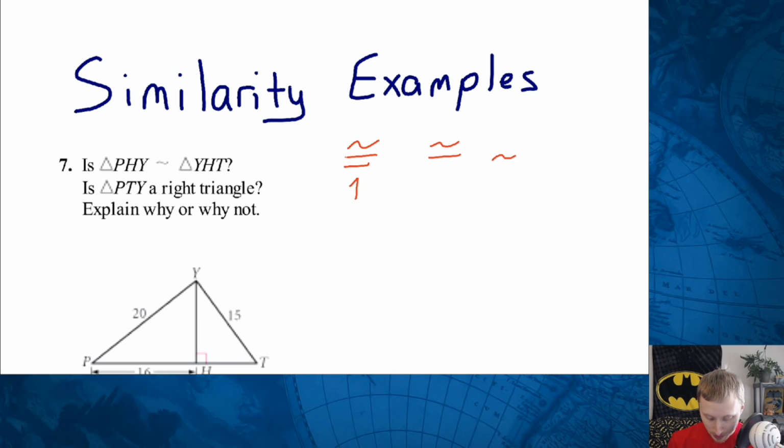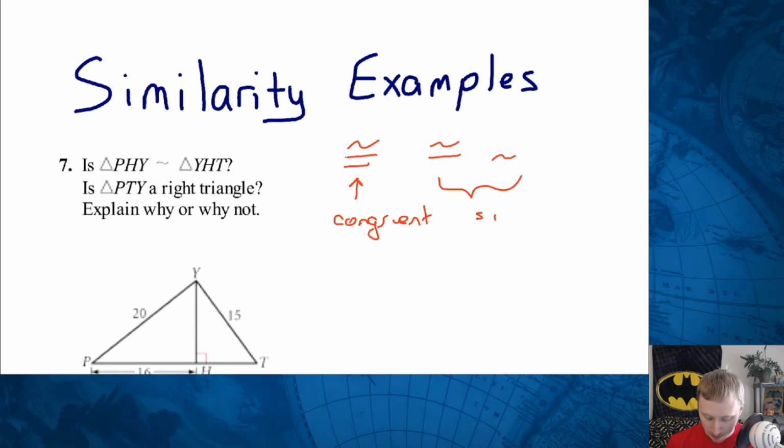Okay, this guy says congruent, right? That means everything needs to be the same. All measurements, all the sides, all the angles are supposed to be exactly the same.